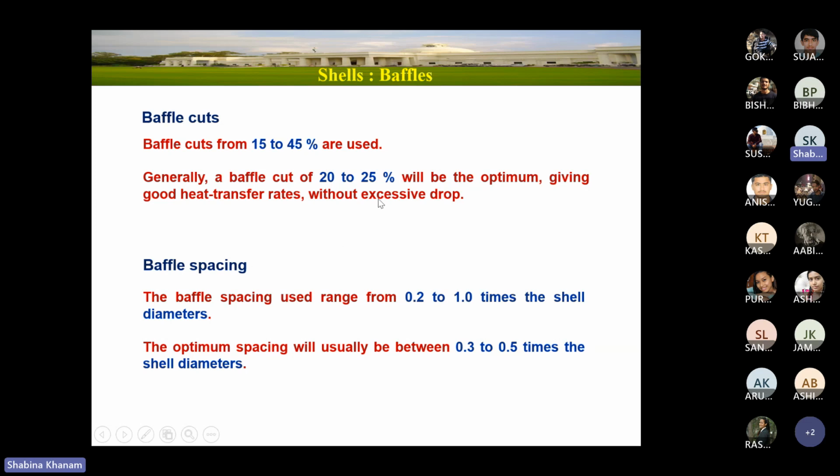And let's say I told you that 25% is the value we start with, but if you start with 20%, there is no harm. Therefore we say that in design there is no specific solution. Solution may vary depending upon the assumptions you take, depending upon the parameters you consider. But your design should be feasible. That is the only constraint. Okay, so this is about the shell.